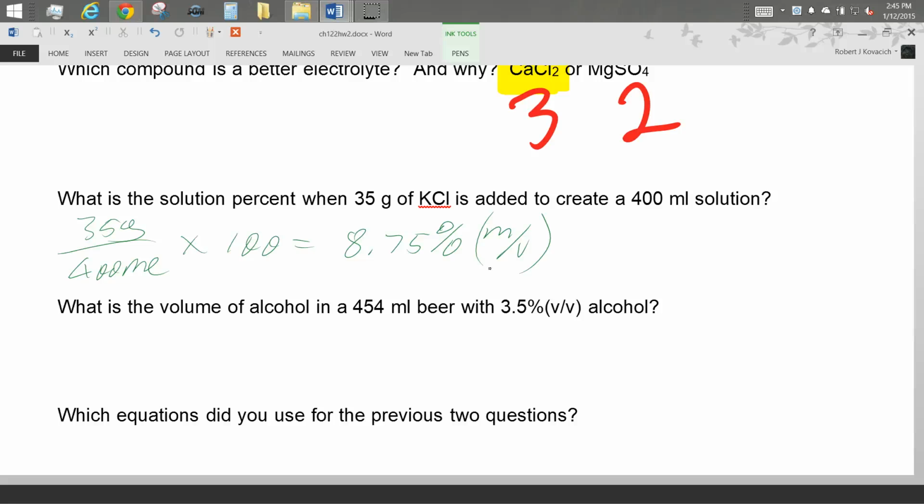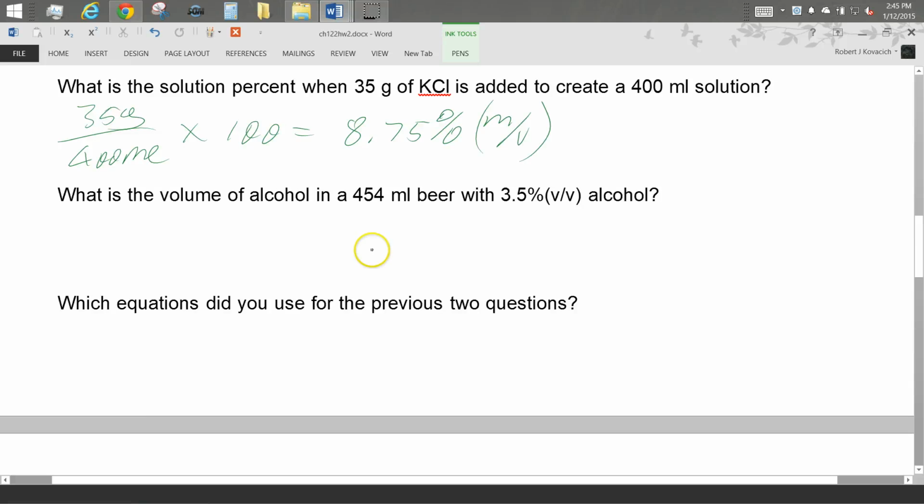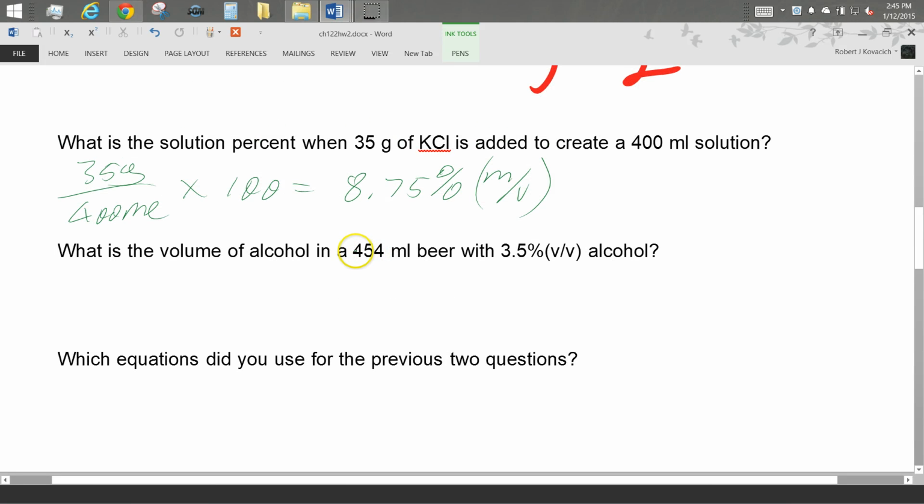Do sig figs affect percent? They do. It should be 9. You'll have to put that in parentheses.